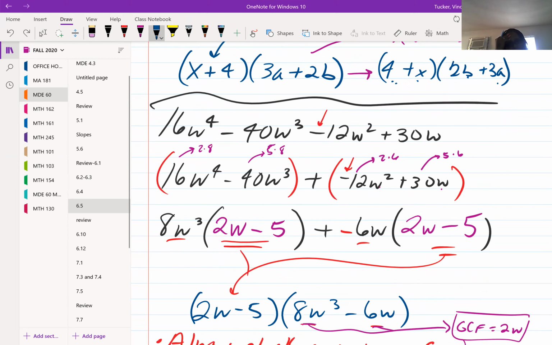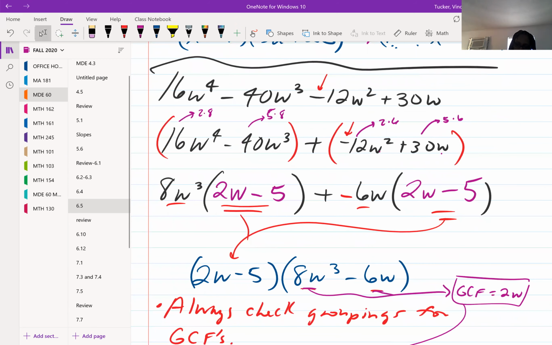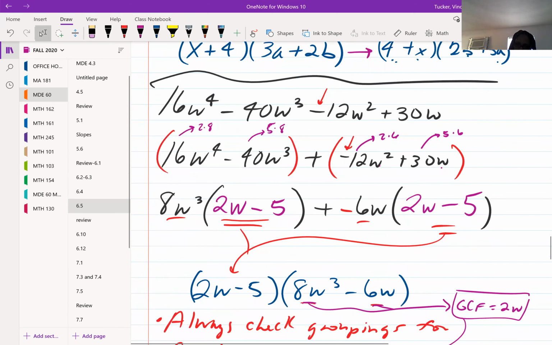So we pulled the 2w minus 5 out front. And then what's left is the 8w cubed minus 6w. All right, so now before we go to what I mentioned after that, questions on what we did?